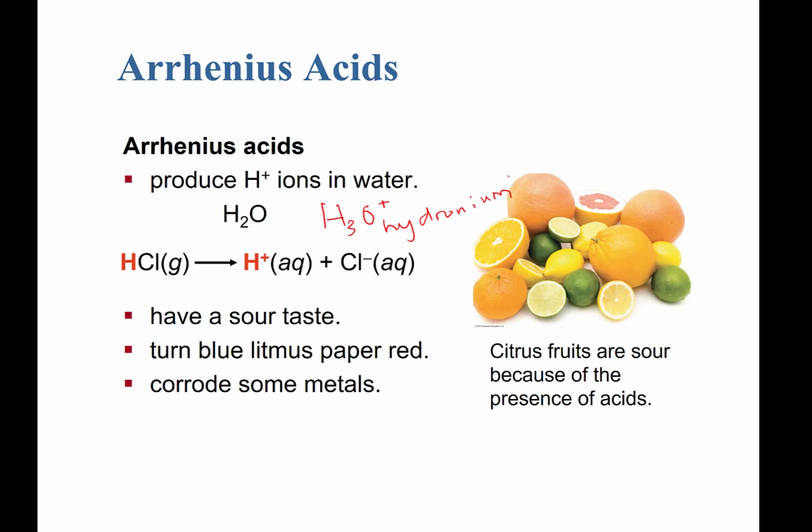So in this case, I have an acid, HCl, and it produces H+ and Cl-, splitting into ions. That defines it as an Arrhenius acid because it produces H+. Some properties of acids are that they have a sour taste, they turn blue litmus paper red, and they are generally corrosive.